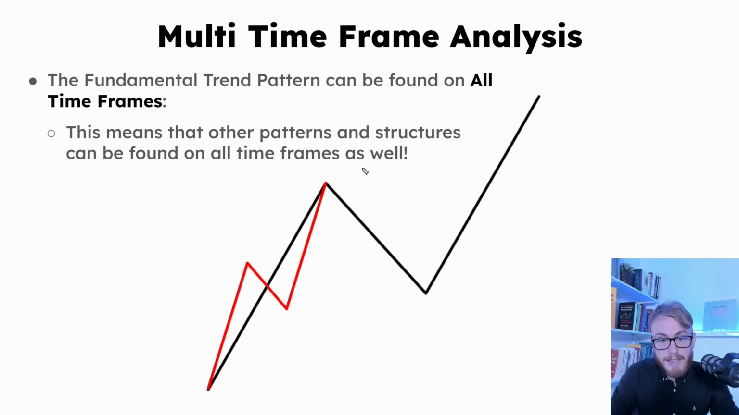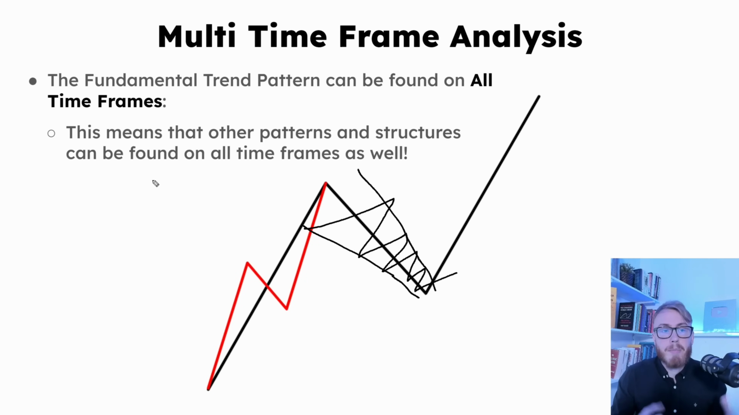So let's imagine that this pullback right here was looking like a wedge. A wedge is basically like a falling triangle here where the range gets tighter and tighter. So let's say that this pullback right here was a wedge. By understanding that the fundamental trend pattern can be found on all time frames, we can also understand that wedges can be found on all time frames, because this red pullback right here could of course also be a wedge, right?